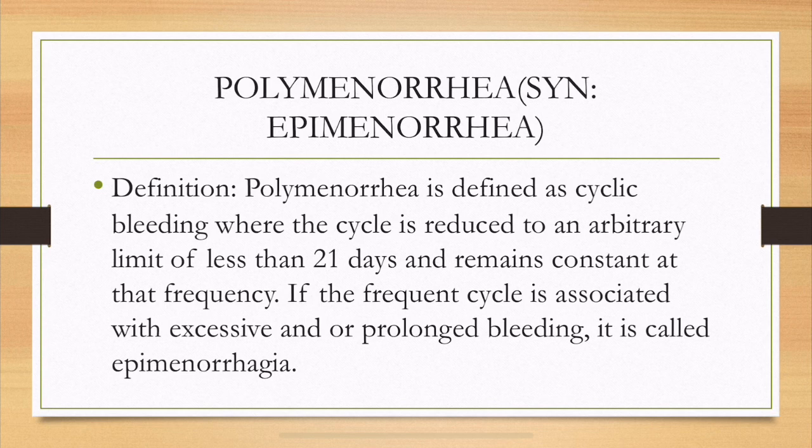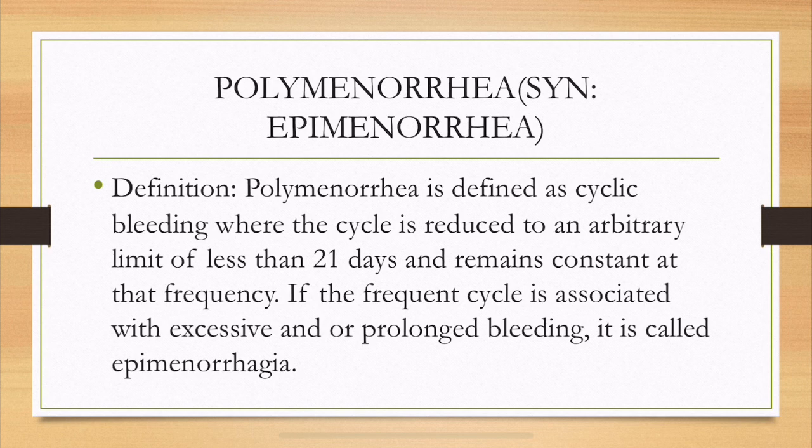Now we'll see polymenorrhea. The synonym for polymenorrhea is epimenorrhea. Polymenorrhea is defined as cyclic bleeding where the cycle is reduced to an arbitrary limit of less than 21 days and it remains constant at that frequency. So guys, in polymenorrhea, the menses happen many times. There are increased cycles of menses. It is less than 21 days, and it remains constant at that frequency.